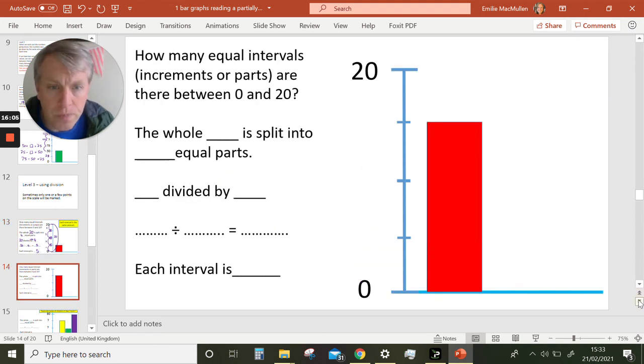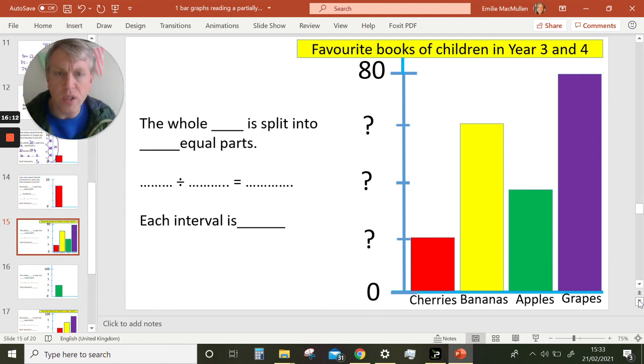Oh, I think I might have put the same one in. Right, okay. Oh, this one is interesting. The favourite books of children in Year 3 and Year 4.